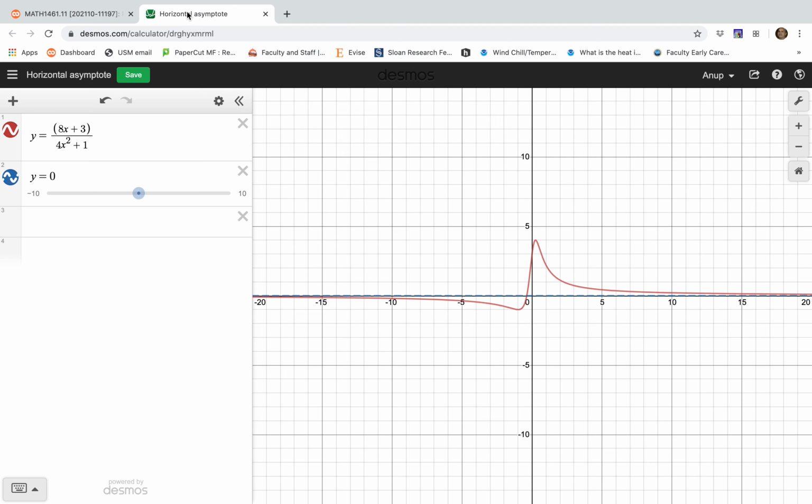A nice example is this one. You can see the degree of the numerator is 1, the degree of the denominator is 2, 1 is less than 2, so clearly y equal to 0 is the horizontal asymptote. Done.